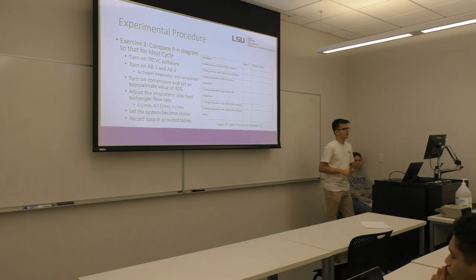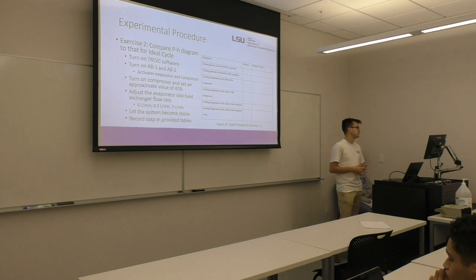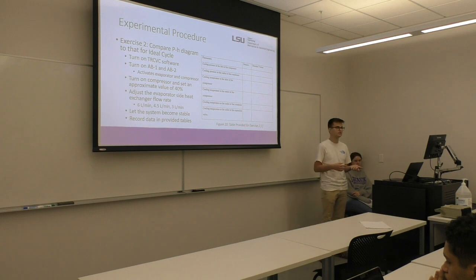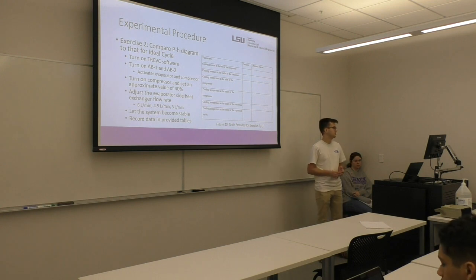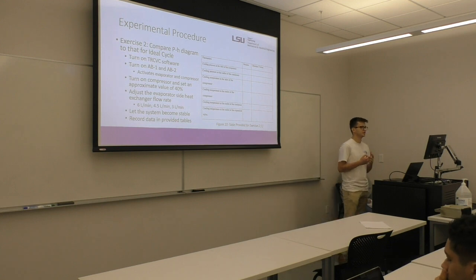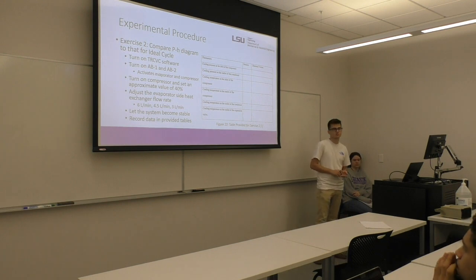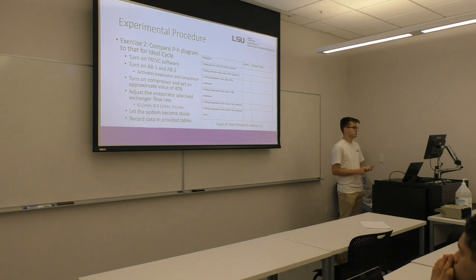For exercise 2, we will gather information to construct a pressure enthalpy diagram for the ideal cycle and use it to compare the real cycle we are using during this experiment to an ideal cycle. It starts similarly by turning on the software and turning on the AB-1 and AB-2 switches, which will turn on the evaporator and compressor. Again, the compressor value will be set to 40. We'll adjust the evaporator side heat exchanger flow rate 3 different times, as 3 trials will be run: one at 6 liters per minute, one at 4.5 liters per minute, and one at 3 liters per minute. Once the system has become stable, we will again record the data in the provided tables.